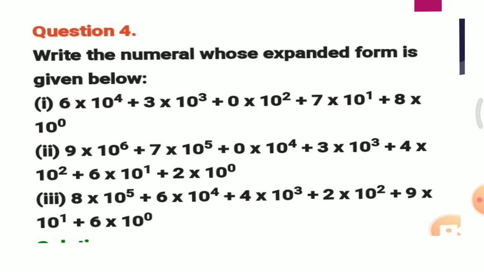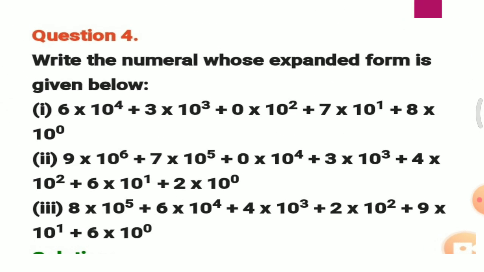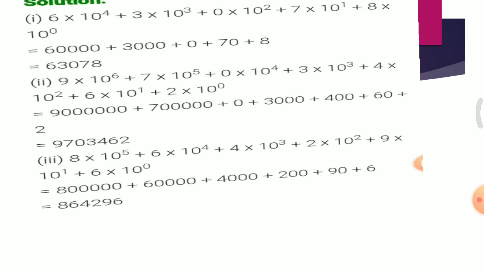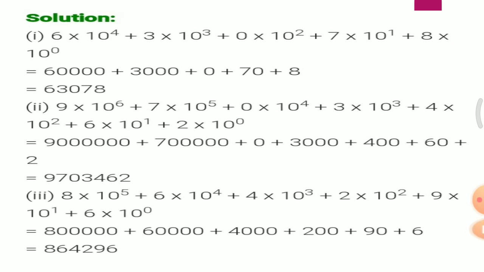Next question number 4: write a numeral whose expanded form is given below. Here you write only in short form. So this is the question. In the next slide I will show you the answer. This is the answer: 6 multiplied by 10 to the power 4, plus 3 multiplied by 10 to the power 3, plus 0 multiplied by 10 to the power 2, plus 7 multiplied by 10 to the power 1, plus 8 multiplied by 10 to the power 0.